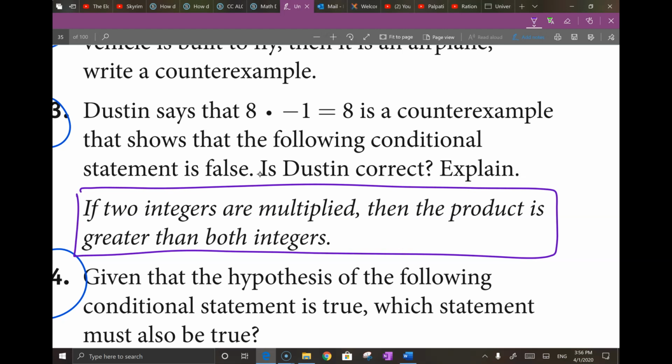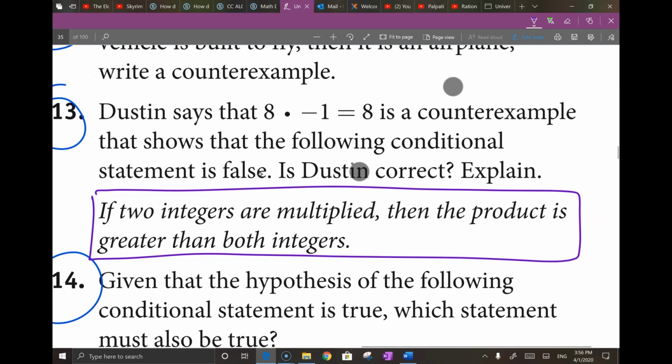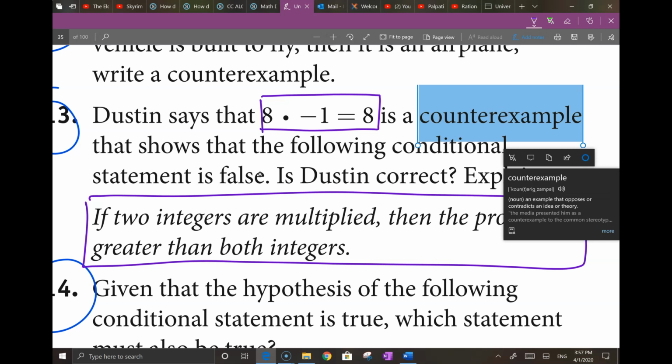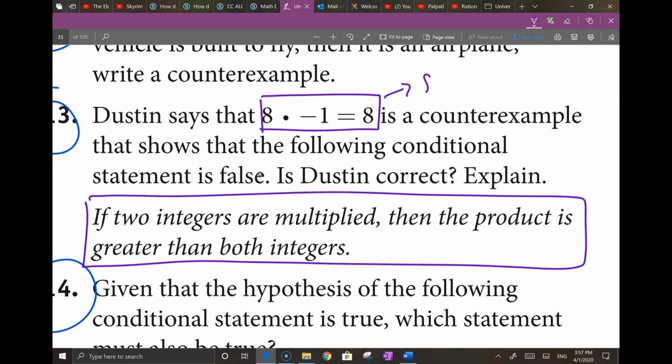Well, in order to see whether or not this is true, you have to first go back to Dustin's original statement and have a closer look. Now he's saying that 8 times negative 1 equals 8. However, we know from our experience that 8 times negative 1 is actually negative 8, not positive 8. And so this statement by Dustin is by default a false statement. So our answer is false.